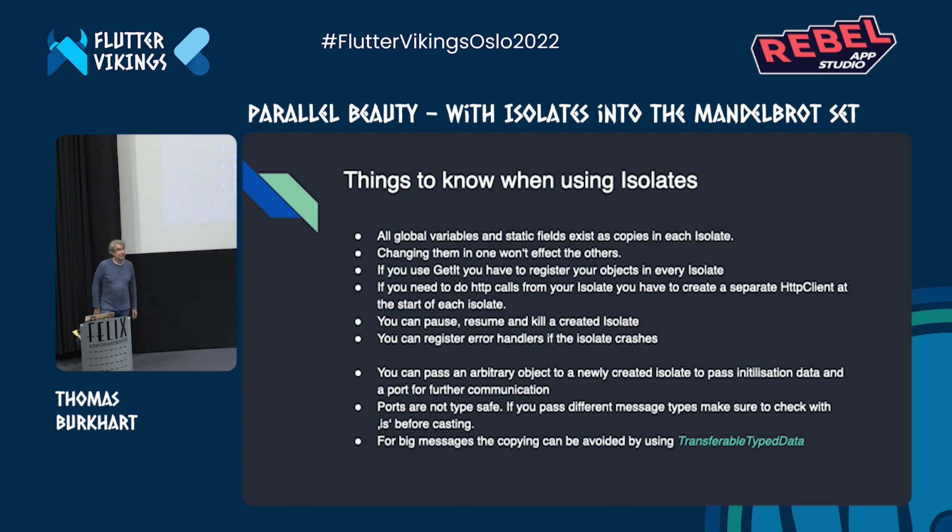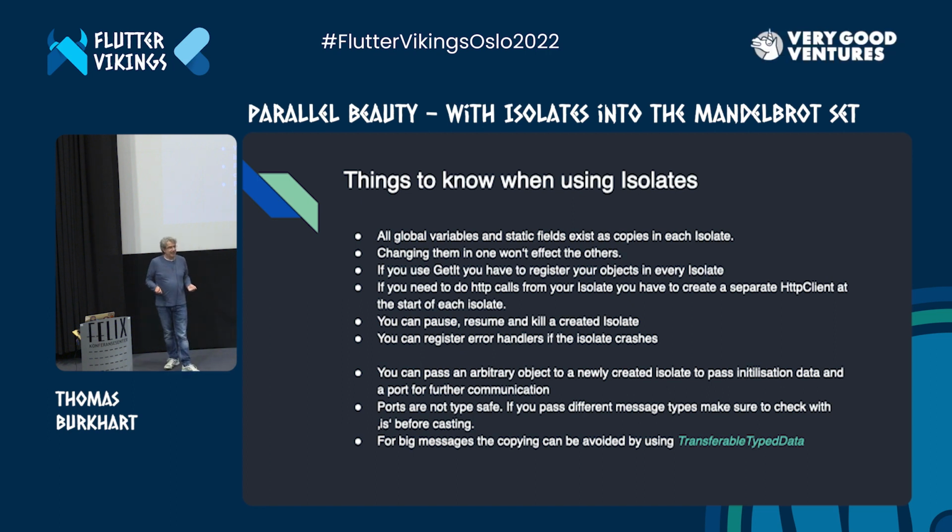One of the things that people are sometimes surprised by is that global variables just appear as a copy in the isolate code. So if you access one of them in the main isolate, the copy in your child isolate won't be affected if you write to a static variable or a global variable in one isolate. If you use getIt, you have to register your objects in the isolate again, because it's also a global variable at its base. That's important to know.